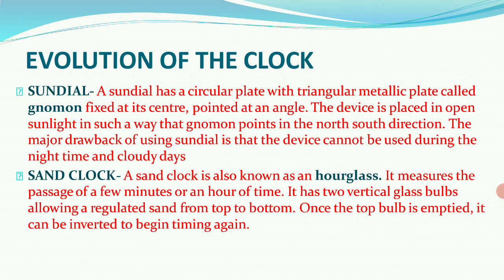Next, evolution of clock. How the discovery of clock has taken place. The first clock which was discovered was sundial. A sundial has a circular plate with triangular metallic plate called gnomon. This gnomon was fixed at its center, pointed at an angle. The device is placed in the open sunlight in such a way that gnomon points in the north-south direction. The major drawback of using the sundial is that the device cannot be used during the night time and the cloudy days.